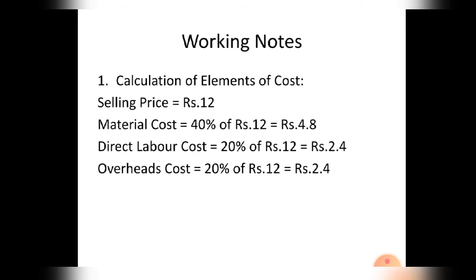Now as I told you earlier, the selling price is rupees 12 and the material cost is 40% of 12 rupees. That comes to rupees 4.8. Direct labor cost is 20% of rupees 12. That comes to rupees 2.4. And overhead cost is also 20% of rupees 12. That also comes to rupees 2.4.